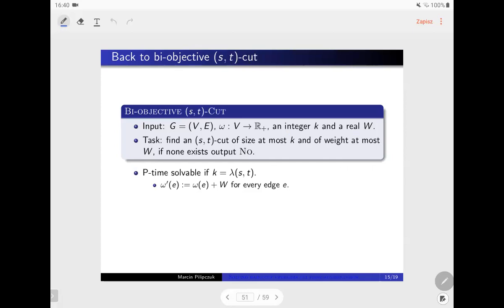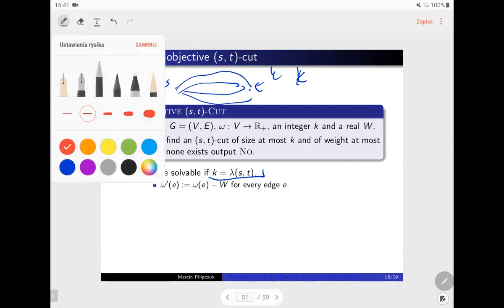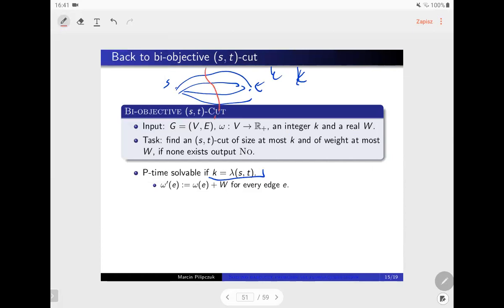Let us make one observation. Assume that this K is the minimum cardinality we can hope for. So assume that K equals the size of the maximum flow between S and T. So there are actually K flow paths between S and T, and your solution is to cut exactly one edge of each flow path. So actually this K doesn't really say that you want to cut at most K edges. It says, find a min cut that has minimum weight.